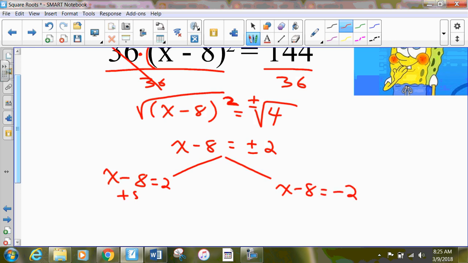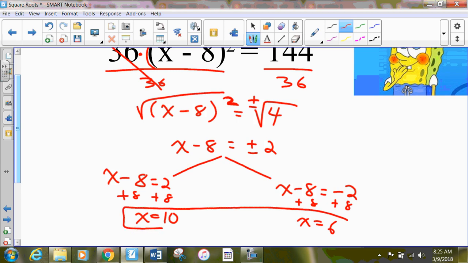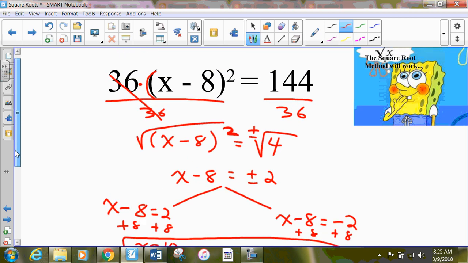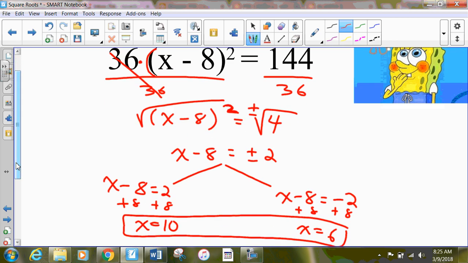So we'll go ahead and solve, and we get either x equals 10, or on this side, we get x equals 6. If we took the time to plug both of these back in, we would see that both 10 and 6 work.